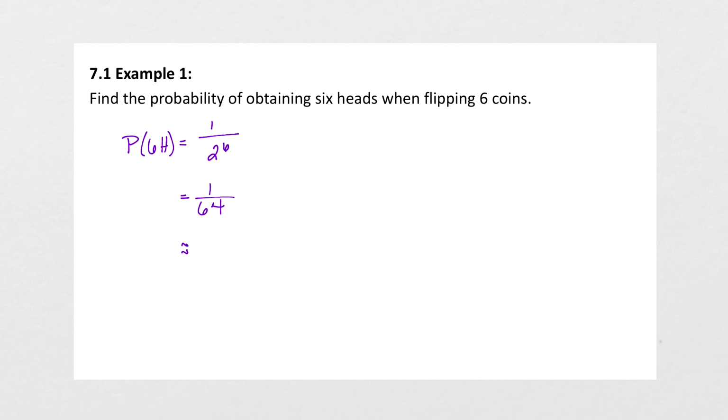Or you could have that as a decimal, and usually with probability problems, your homework will ask for to the millionth place, and so that's 6 decimal places. So 0.015625 would be the decimal. Make sure you round for that last unit there. Okay.